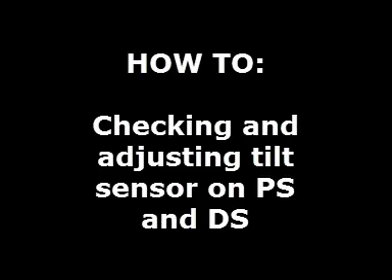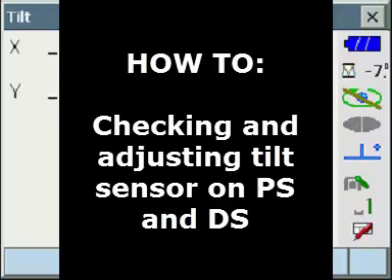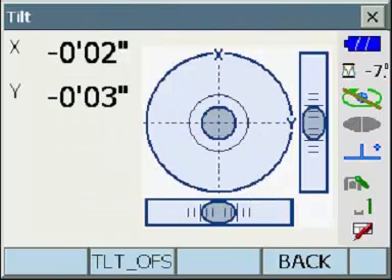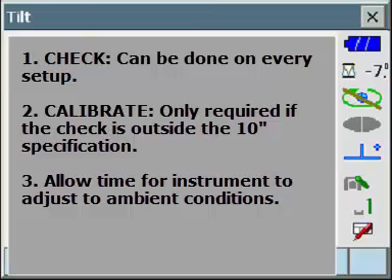Welcome to our video on the procedure for checking and adjusting the tilts on the PS and DS family of instruments. This routine has two main functions. The first is a tilt check, and a tilt check can certainly be done on every setup, which will automate the instrument to turn 180 degrees and give you some values that you can include in any of your Q&A.